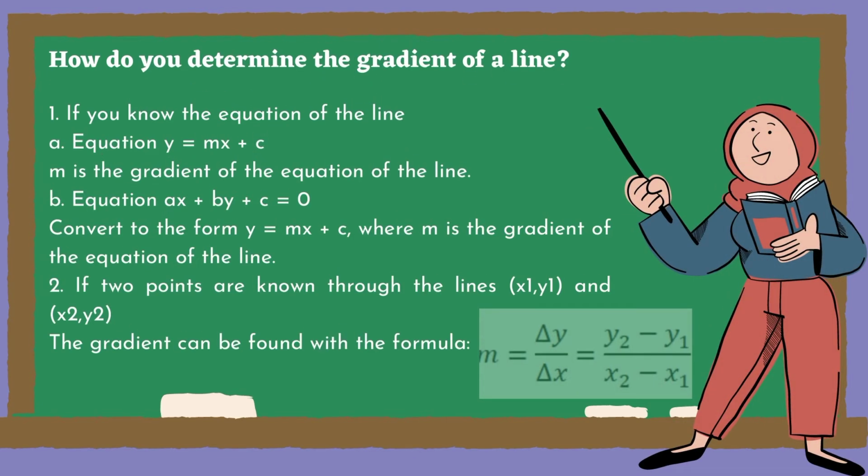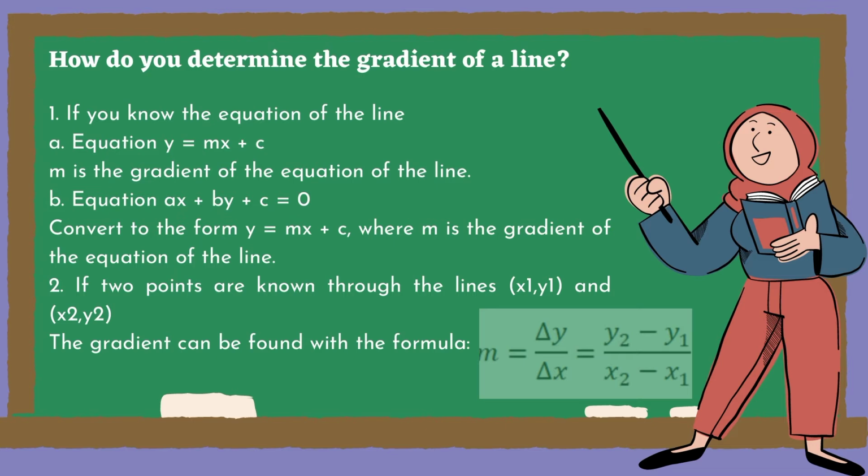Now, how do you determine the gradient of a line? There are two ways to find the gradient value of a line. First, if you know the equation of the line. A. Equation y equals mx plus c, it means m is the gradient of the equation of the line. B. Equation ax plus by plus c equals 0. Convert to the form y equals mx plus c, where m is the gradient of the equation of the line.